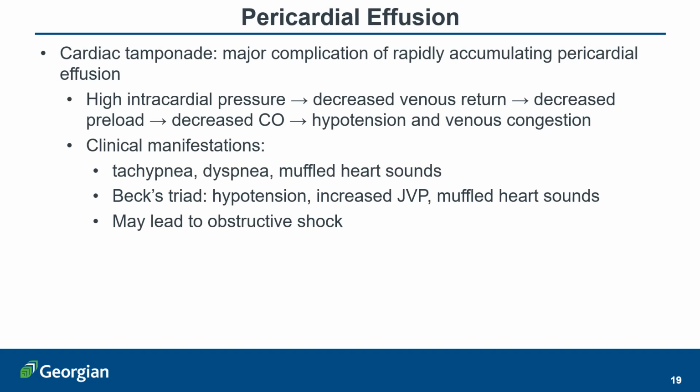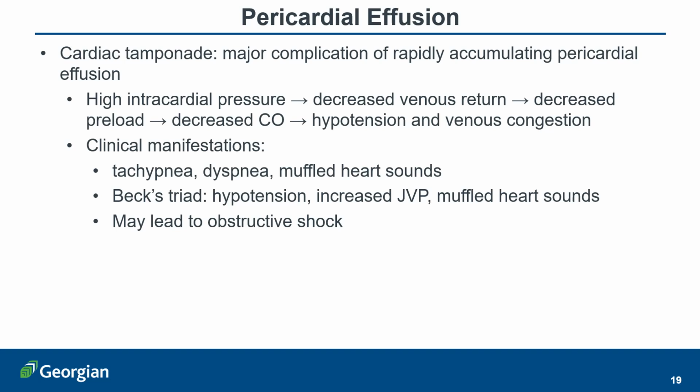The clinical manifestations of cardiac tamponade are tachypnea, dyspnea, and muffled heart sounds that we would anticipate, but the classic clinical manifestations are the so-called Beck's triad of hypotension. Hypotension is because of the decreased cardiac output that we've just explained, the increased jugular venous pressure as venous congestion sets in, and the muffled heart sounds as all the fluid surrounds the heart. That's called Beck's triad: hypotension, increased JVP, and muffled heart sounds.